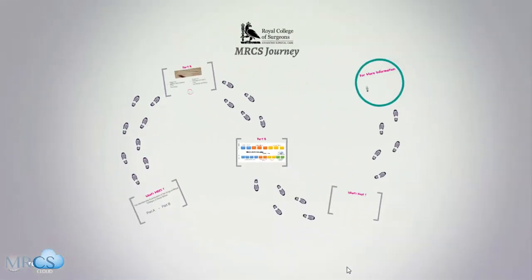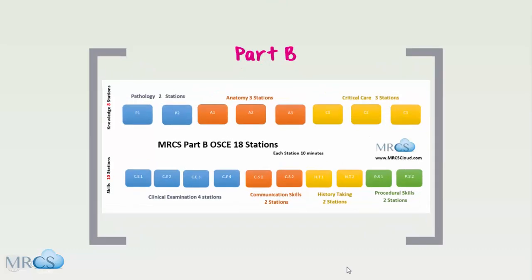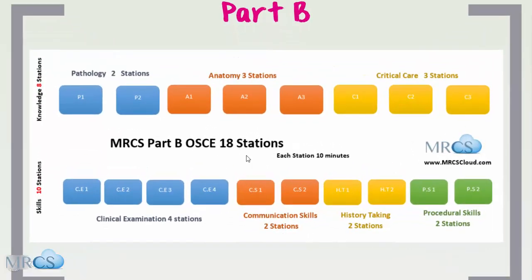If you succeed in the Part A written exam, you will be eligible to go to Part B. Part B has 18 stations. You have only 10 minutes in each station, and it's distributed among knowledge, 8 stations testing your knowledge, and skills, 10 stations, and you have a 15 minute break between the two groups of stations. The knowledge stations are distributed with pathology in 2 stations. You have a short number of questions and you have to answer briefly and in time to an examiner standing in the station. You have 3 stations in anatomy and 3 stations in critical care.